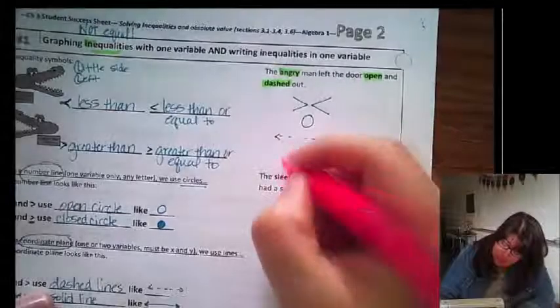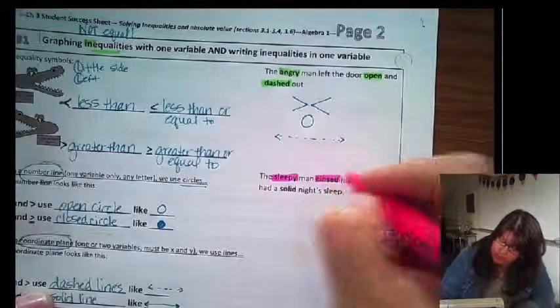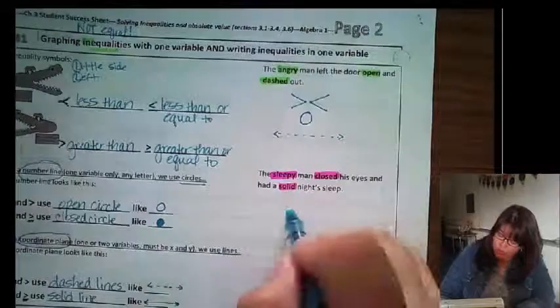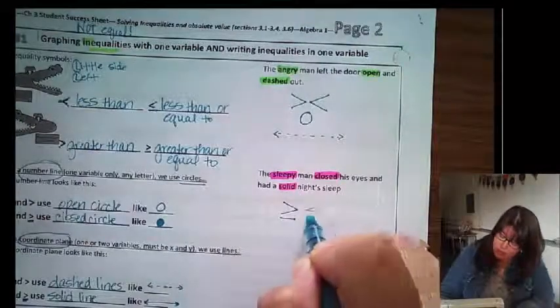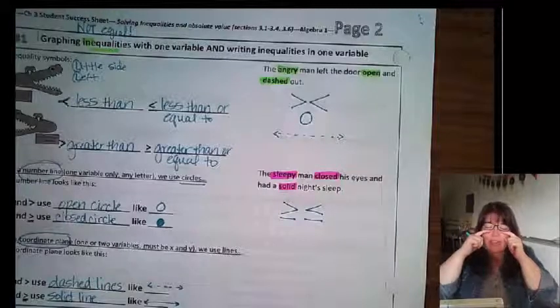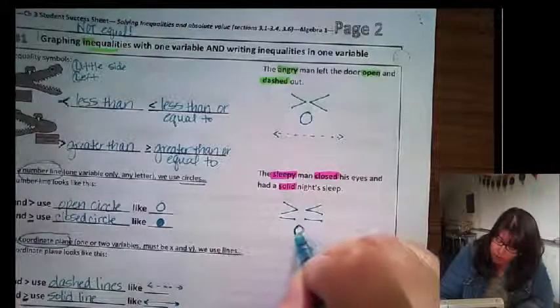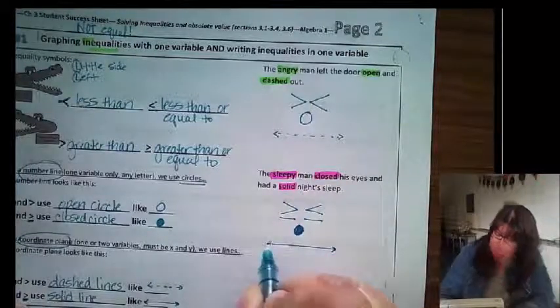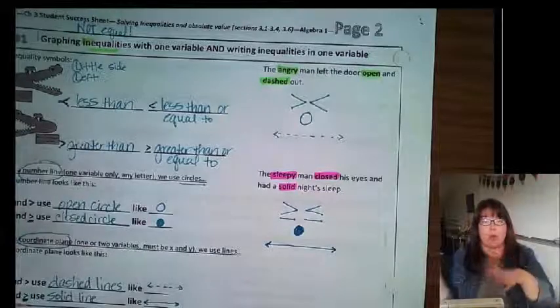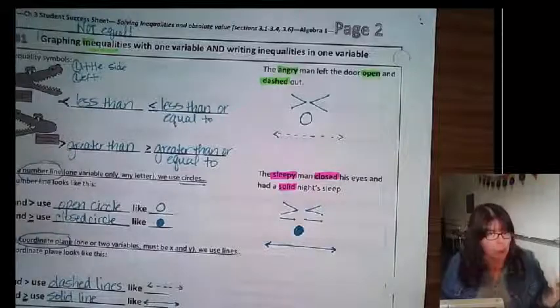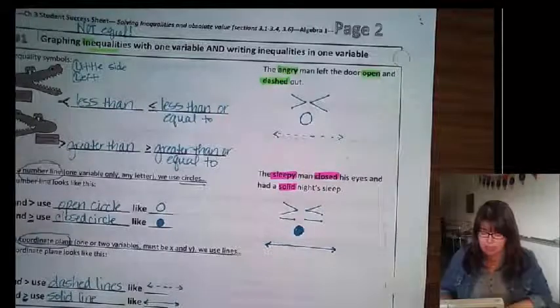But the sleepy man closed his eyes and had a solid night's sleep. What does that look like? Well, if you do your symbols like this with the little lines under it, it looks like little bags under your eyes, like you're sleepy, like you're tired, like Miss Chiefy on a Monday morning. So the sleepy man closed his eyes and had a solid night's sleep. Okay? So that's how you're going to remember what symbols go together, because that's really the hardest part of this. Everything else is going to be a lot like solving equations. All right, so let's take a look at some examples.